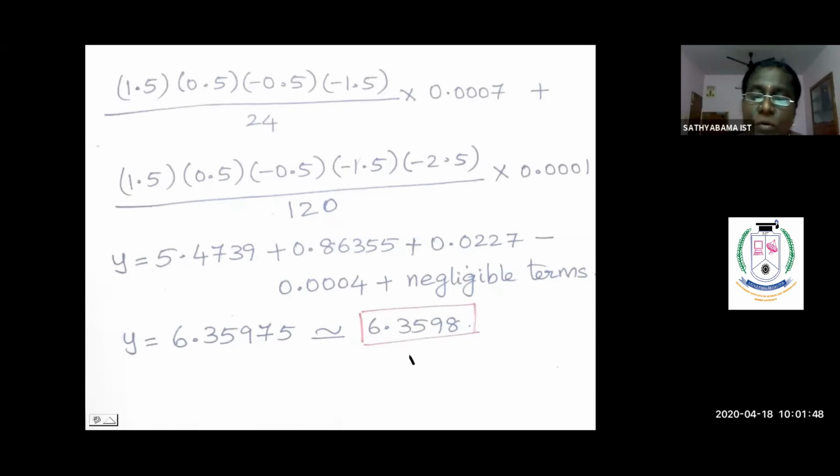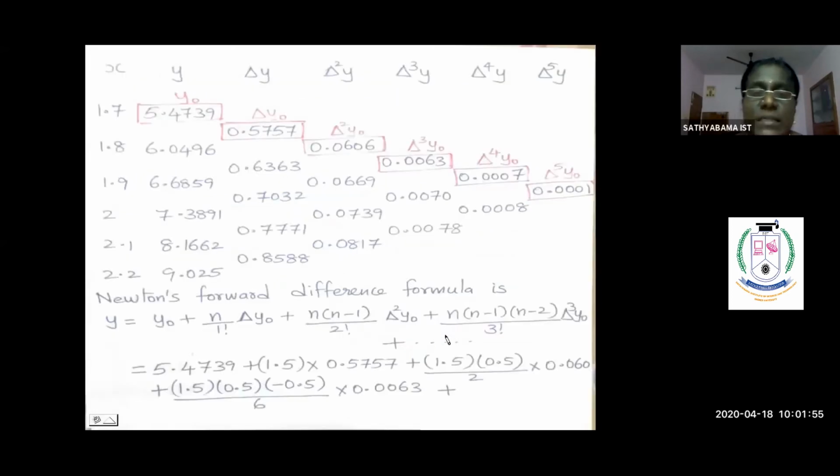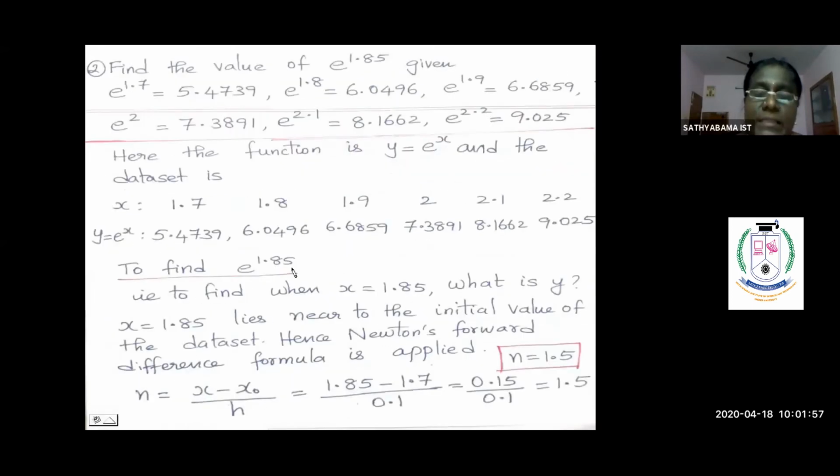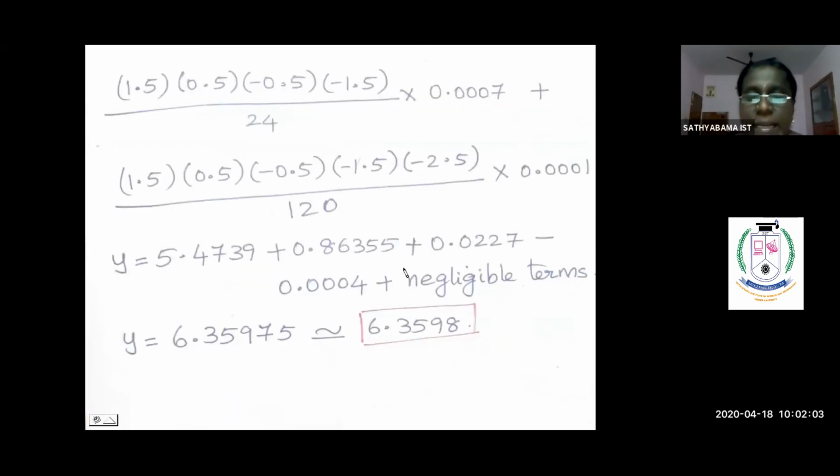So you can do one cross-checking. What is the cross-checking? Whether your answer is correct or not. How to do this checking? What is the question? e power 1.85. This value only you are calculating now. This you can directly calculate using your calculator. In that you can see it is 6.3598 or 97 something, it will extend, and since we are approximating up to 4 decimal places, we are getting 6.3598.